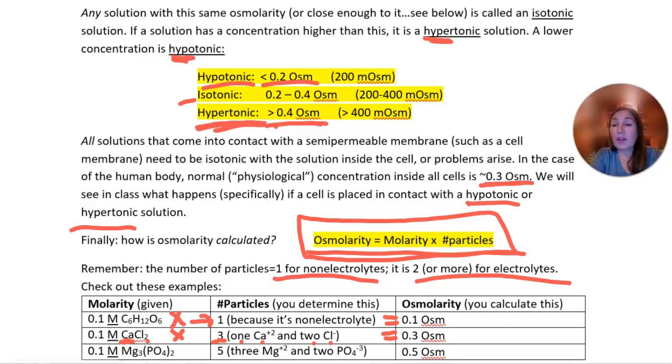How about magnesium phosphate? Remember how that had 5 particles? It had 3 magnesium ions and 2 phosphate ions, 5 total ions. 0.1 times 5 is 0.5 for its osmolarity. So again, any covalent compound, any non-electrolyte, any covalent other than an acid or a base gives a 1. And then for those electrolytes, we have to calculate how many particles they dissolve into when they dissolve in solution. So that's just a brief introduction to osmolarity.